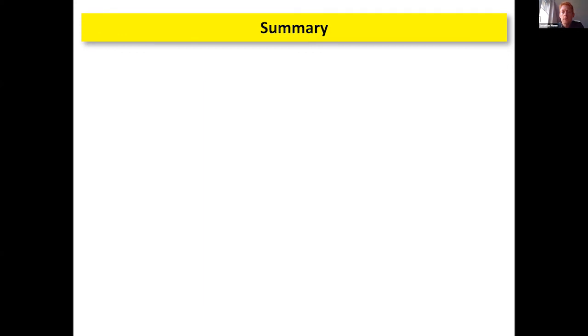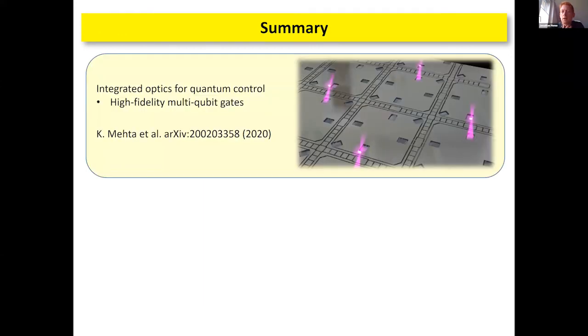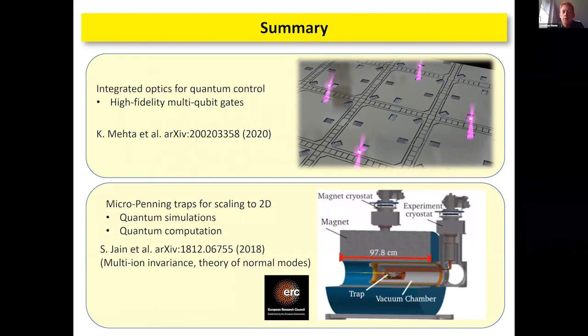So let me summarize my talk then. First, I told you about some recent experimental work, which I think is very encouraging towards integrating optics for doing quantum control. In particular, we've been able to perform high fidelity multi-qubit gates. And then looking to the future, we've made this proposal to use micro Penning traps for scaling ion trap quantum computing into 2D, if you like. That's all summarized in this paper.